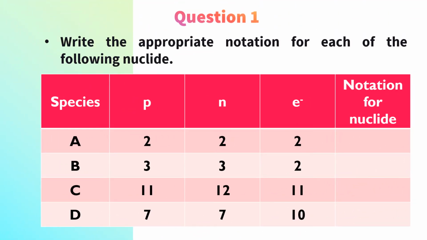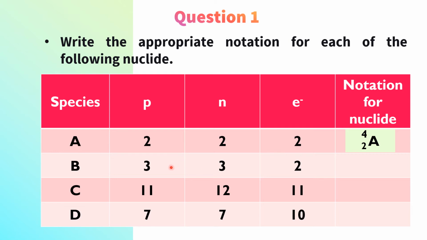Let's look at this question. Okay, we have 4 species here. So we look at the number of protons. We have 2, the number of neutrons is 2, and the number of electrons is 2. So the notation for the nuclide will be this one, 4 2, where 4 is from the total of 2 plus 2, the nucleon number. And the number of electrons is the same as the number of protons, so it's neutral.